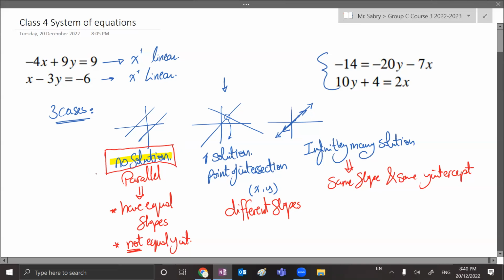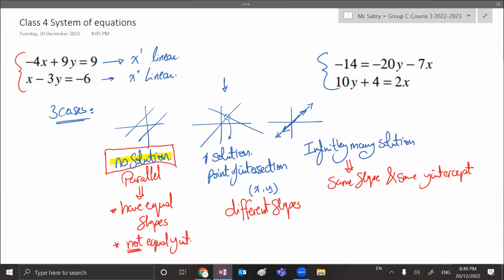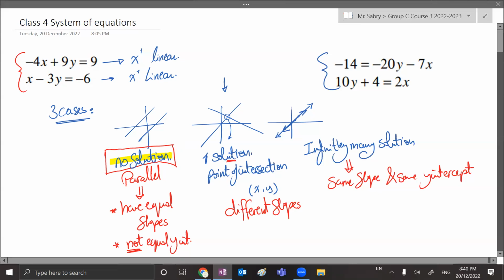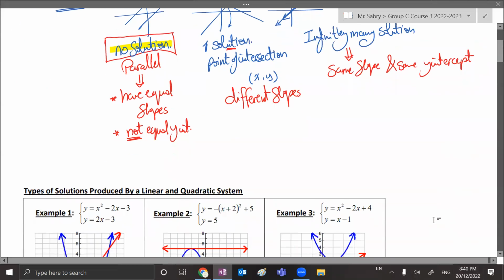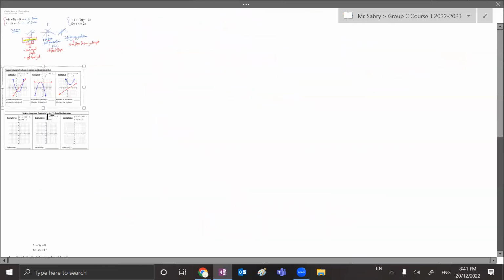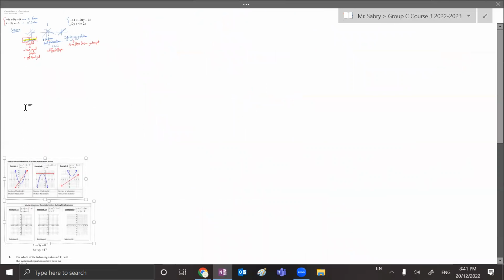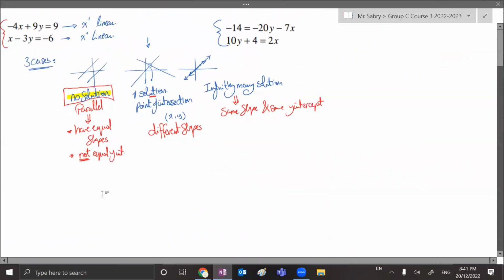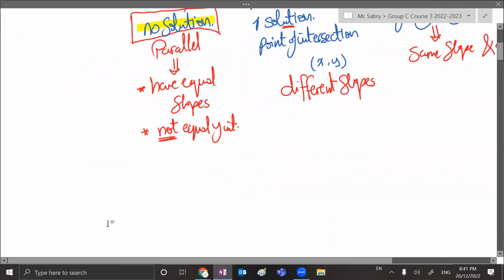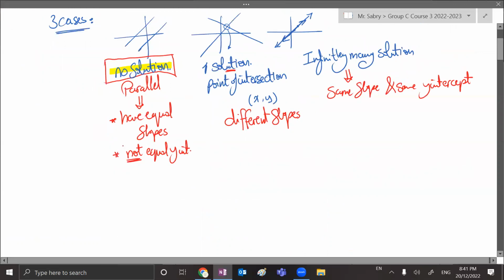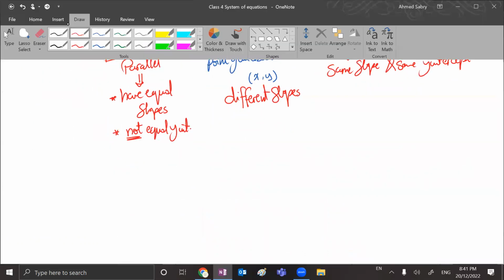And this is the most important type for today. If we have a system like this one already written for us, how do we solve it and actually find the solution, find the point of intersection? That's the second thing we're working on for today. Now, we're talking about how to find the solution.